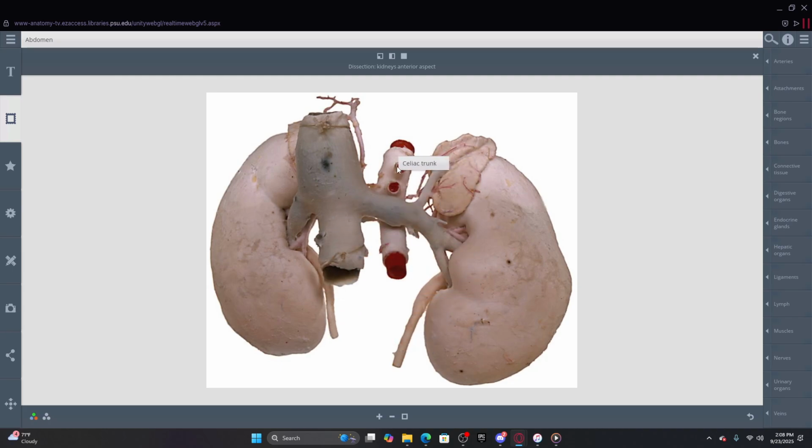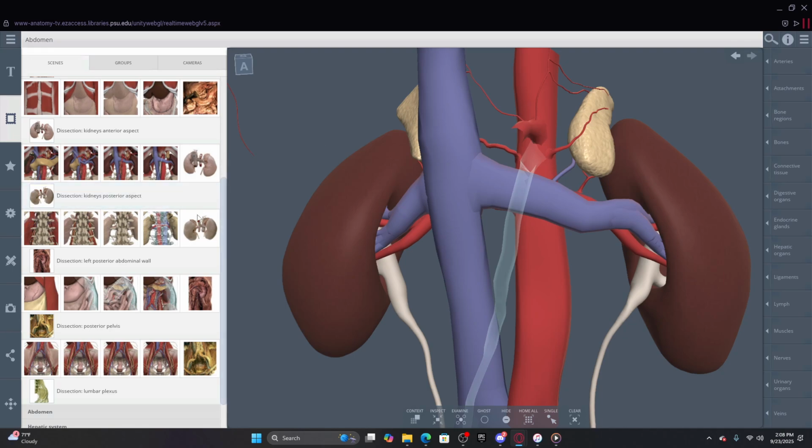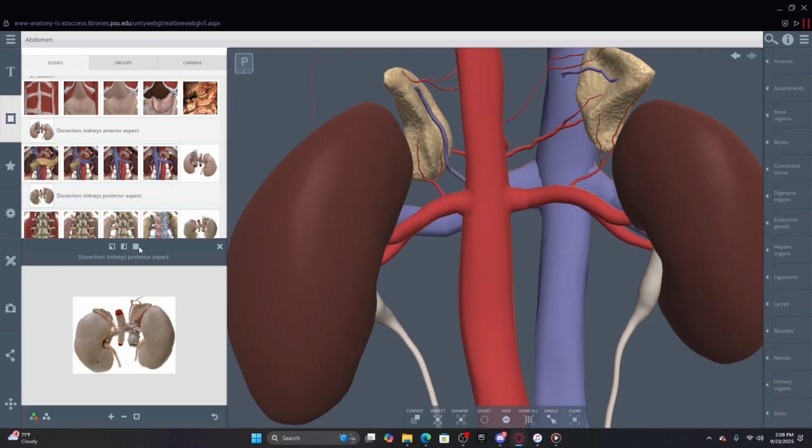You see your celiac trunk, your superior mesenteric artery, and then your suprarenal glands right on top of the kidneys, right? Supra, above, renal, kidney, gland, something that secretes, right? So suprarenal gland, right? You see all of these different structures. I want to move on to the posterior aspect so we can kind of see it flipped. All right, posterior aspect.